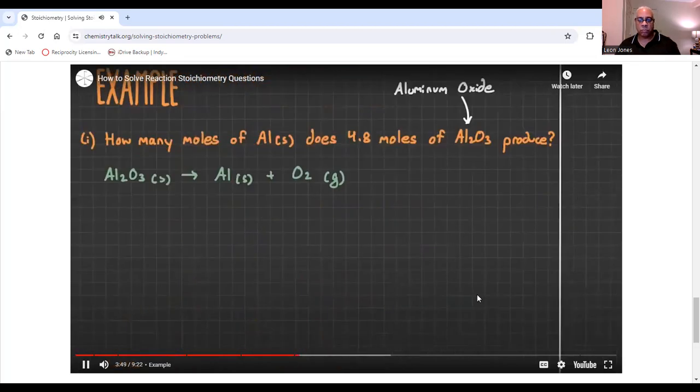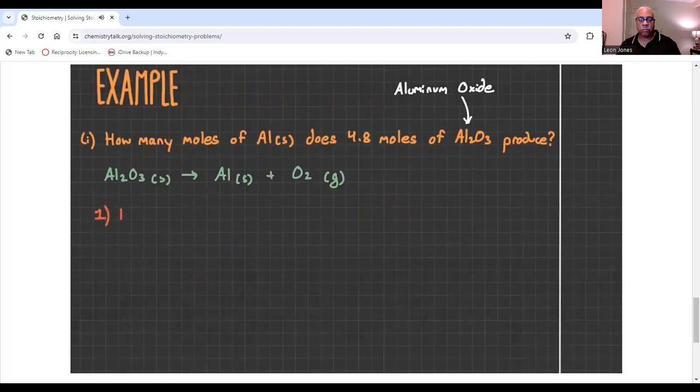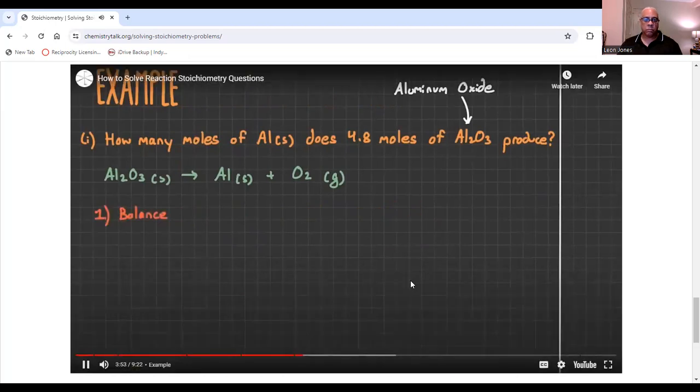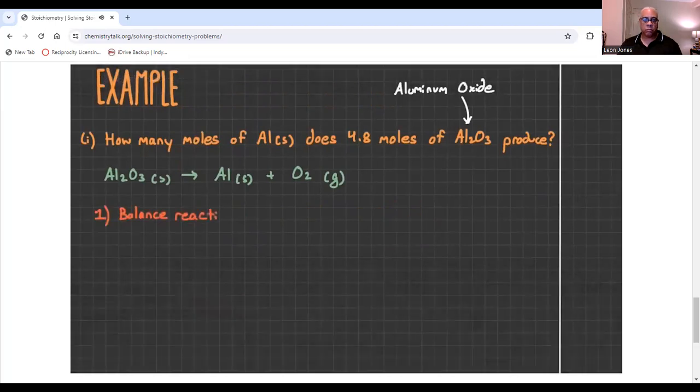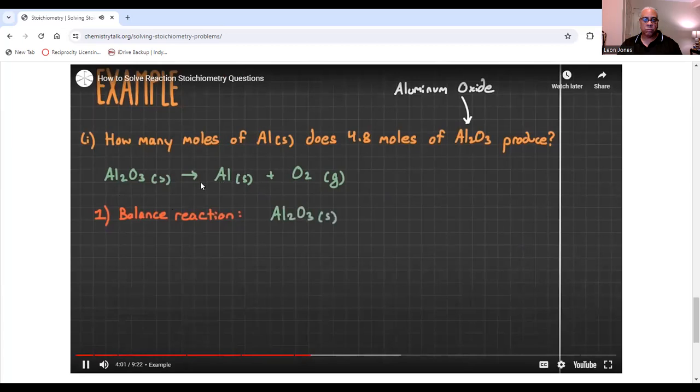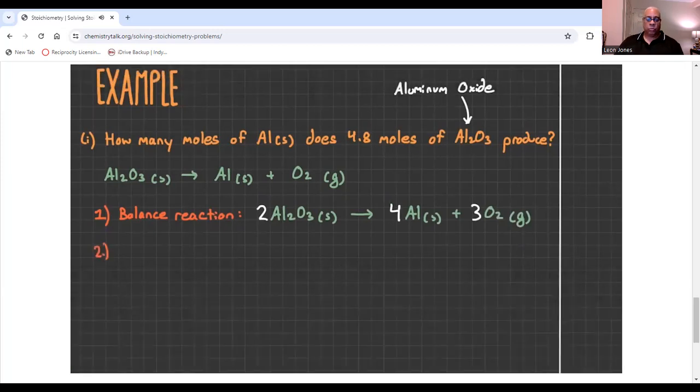Now, let's see how to apply these mole ratios within an example problem. How many moles of aluminum solid does 4.8 moles of Al2O3, or aluminum oxide, produce? So, our first step always is to balance the reaction. We're given this unbalanced reaction, which is the decomposition reaction of aluminum oxide. So, we can go ahead and balance it like this.